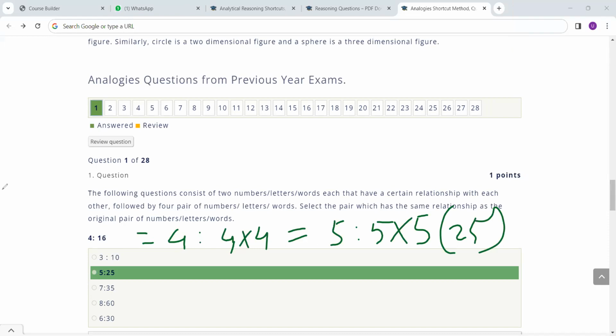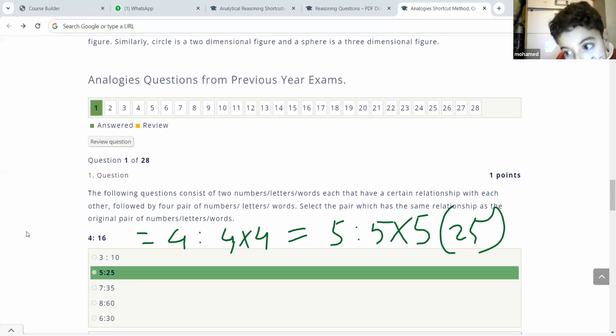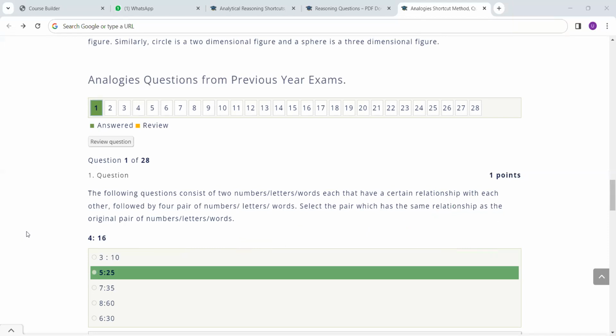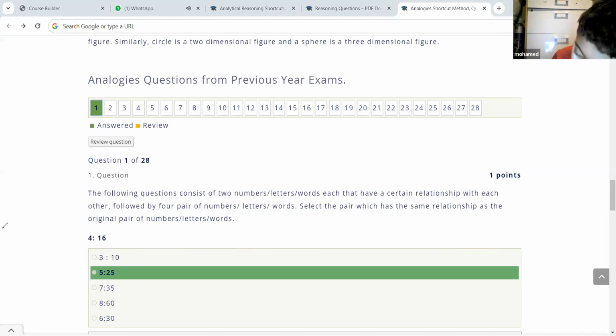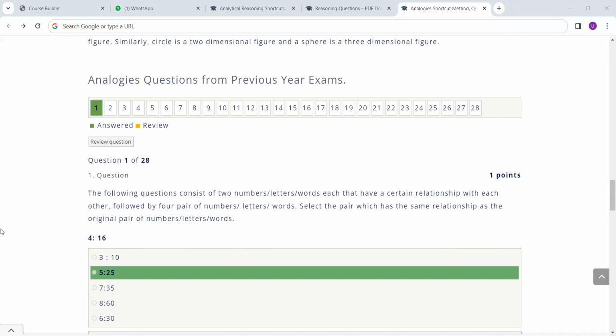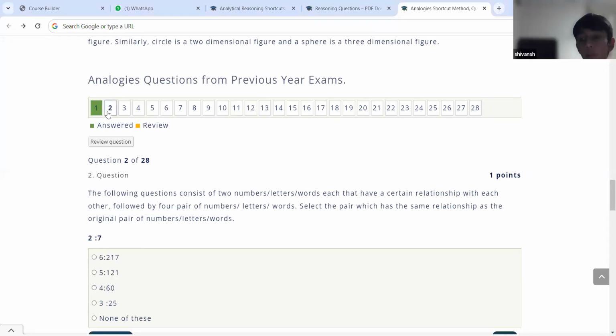Okay, now we are moving on to the next question. I hope the concept is clear. What are we doing over here? We're looking at the relationship and then finding the same relationship in different things. Good. Shall we move on to the next question? You will get mixed questions over here, because this is verbal. Some with numbers, some with words.